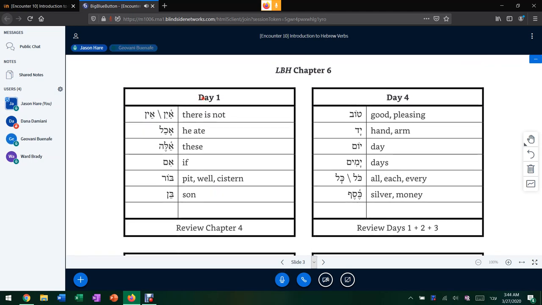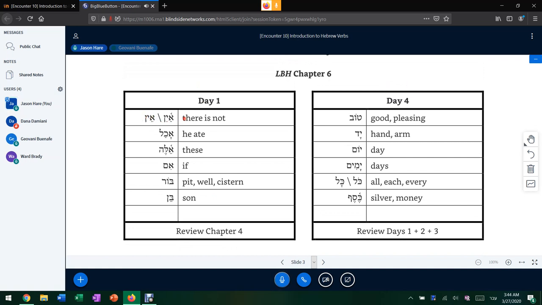So if you sit down on day 1 and you read ein, and you say, okay, this is there is or there are not, it can be is or are. Achal, he ate. Ele, these. Im, if. Bo, pit or cistern or well, a hole in the ground. And ben, a son. Just go over these a few times, cover them up, repeat them, and then ask yourself from English to Hebrew, how do I say a pit? How do I say that in Hebrew? Bo. How do I say these? I say ele. Run back and forth, English and Hebrew.